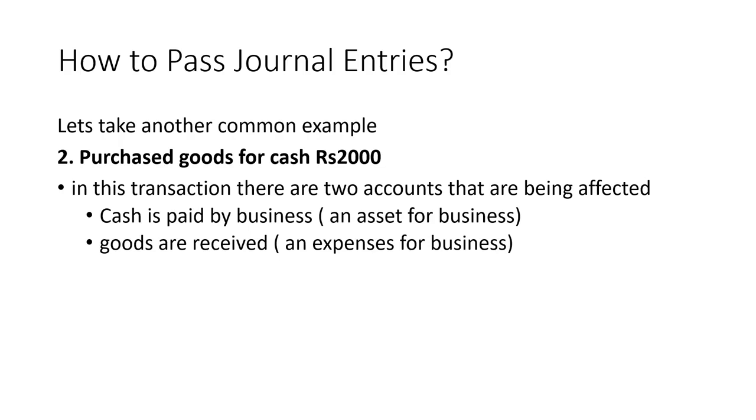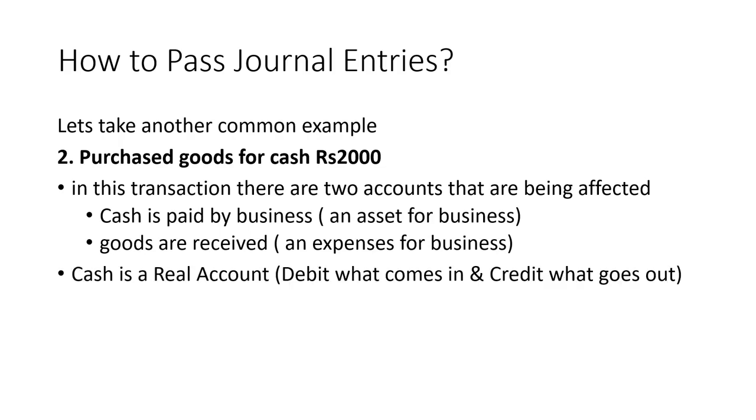So we will put all these items that we are purchasing for selling under one account called purchase, and purchase is treated in accounting as an expense for the business, not a real account, not a cash or building kind of account. So cash is a real account, debit what comes in. We are purchasing, so we are paying the cash, so cash will be credited in this transaction.